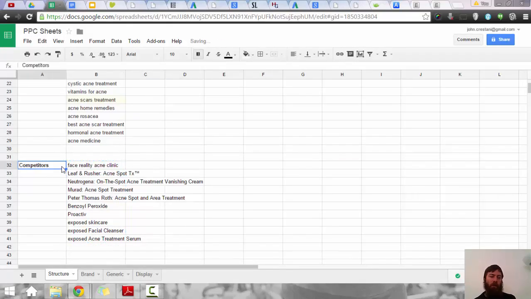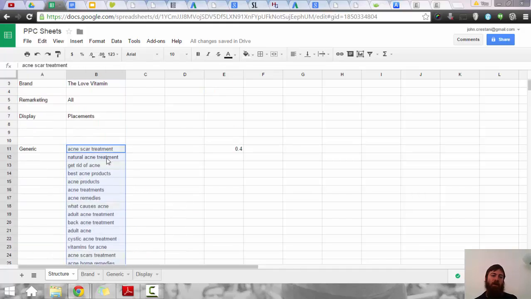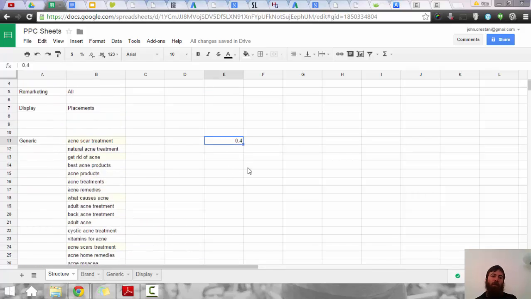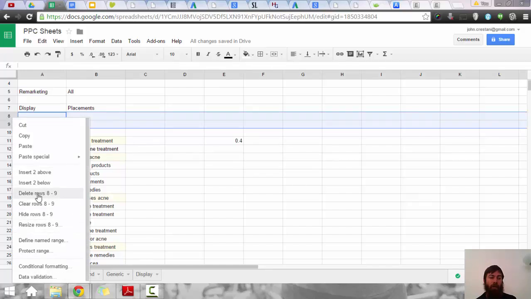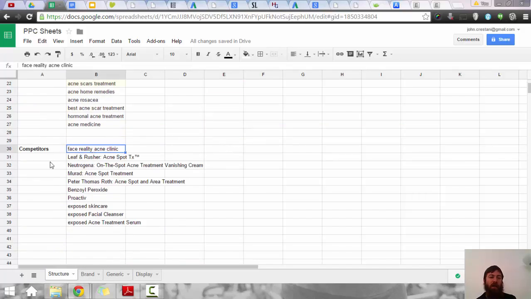So for the Love Vitamin, I'm definitely going to create ad groups around a lot of these acne terms, a lot of these generic terms. Bids are going to be important because obviously this is a big space, so there's a lot of potential keywords here, but we have to cap out bids. We don't have to do that on everybody else. And competitors are going to be a really, really big push for us.